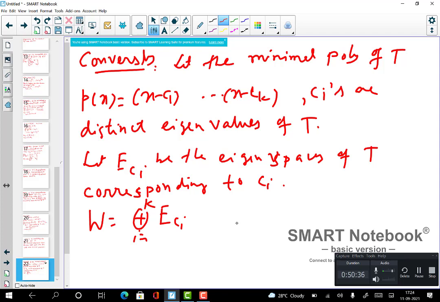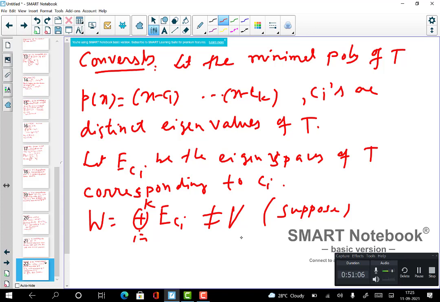Now, if this direct sum W is V, then we are done. Then T is diagonalizable, right? That we already proved: if the direct sum of eigenspaces is the full space, then V is diagonalizable. But suppose not. I have to prove that T is diagonalizable, so I am assuming that it is not, and then find the contradiction. So suppose W is not equal to V, then what happens?